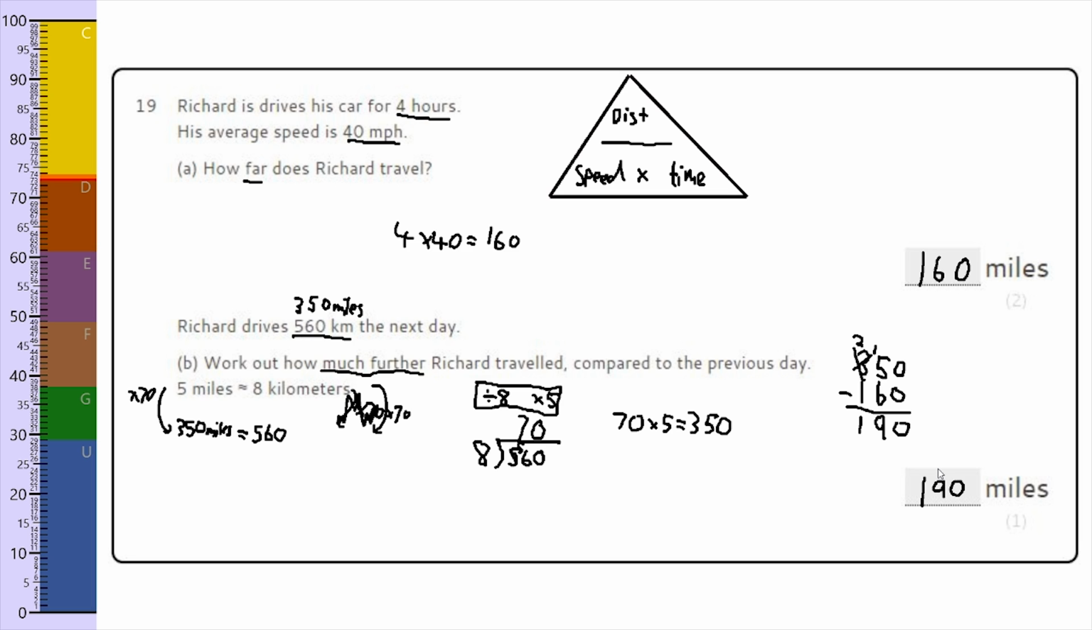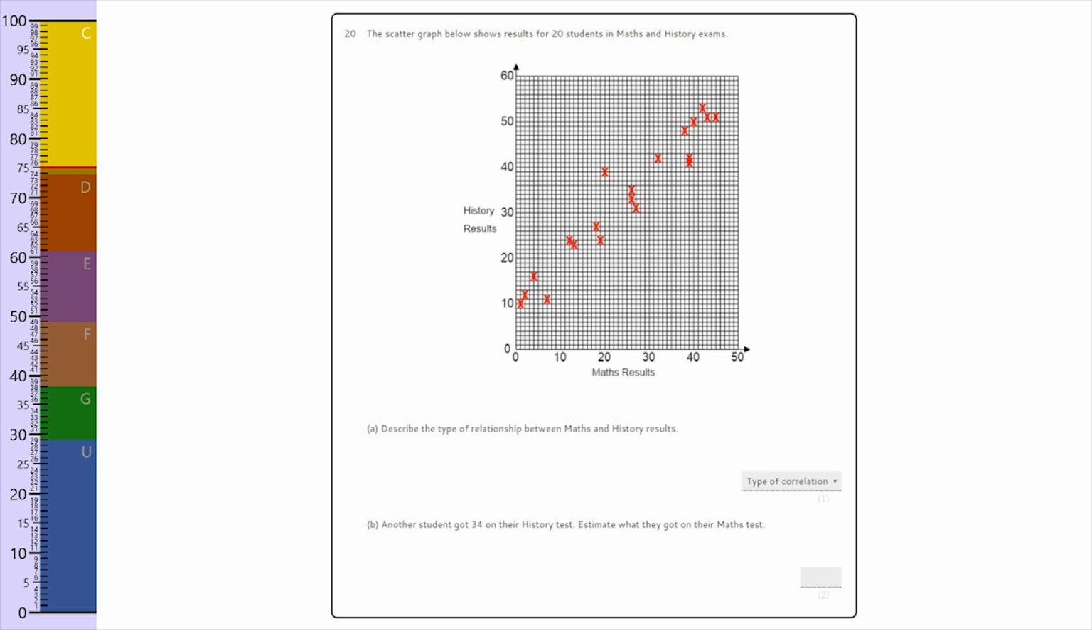Okay, and as I say, with these types of questions, always just check your answer sort of makes sense. I mean, it implies with the question that he's travelled further, and in our answer he has travelled further, and 350 take away 160 is going to be roughly 190, so yes, that looks good to me, and it is correct. So let's move on to question 20. Nice scattergraph question. If we get this right, we're on a C grade, so if you'd like to pause the video now and have a go.